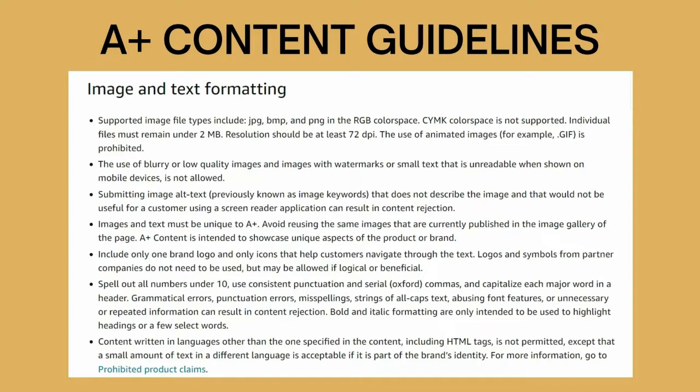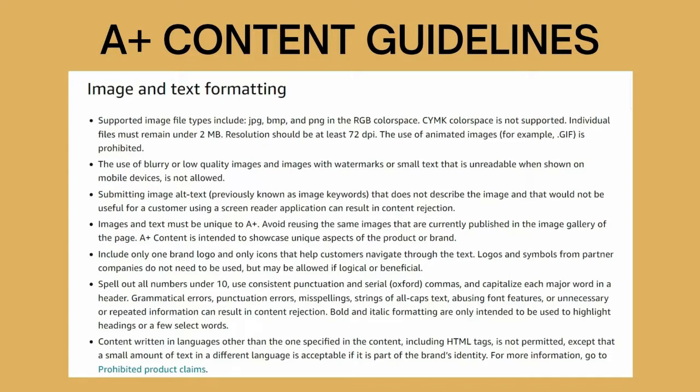So let's get started. First, let's talk about the images and text formatting. Basically, you must have all necessary rights for the images and text. So number 1 is that you should use supported image file types, which include JPG and PNG, and each individual file must remain under 2 MB. The image resolution should be at least 72 dpi, and the use of animated images, which is very important, is totally prohibited. You cannot use animated images.